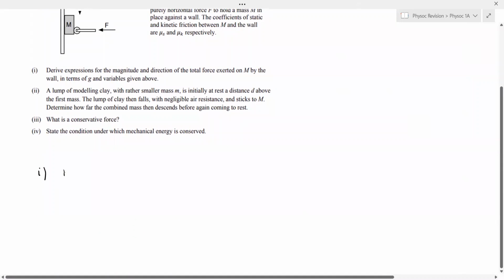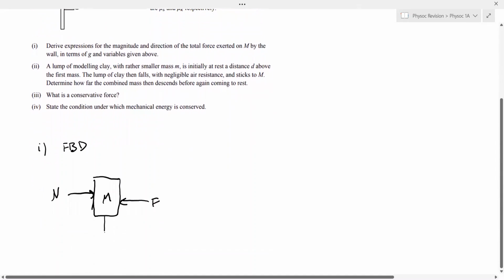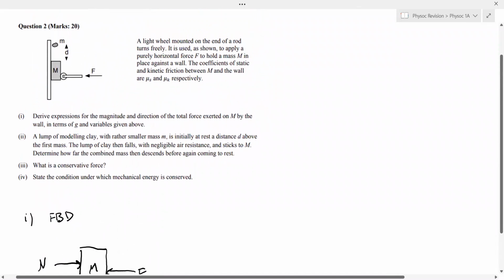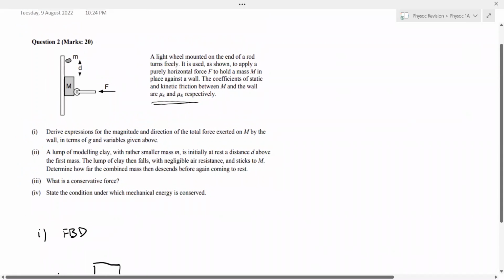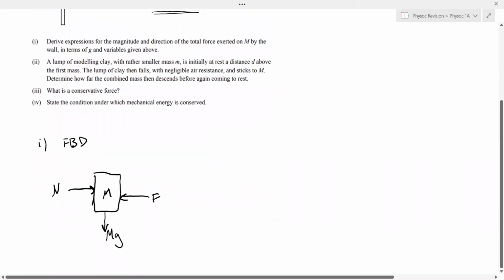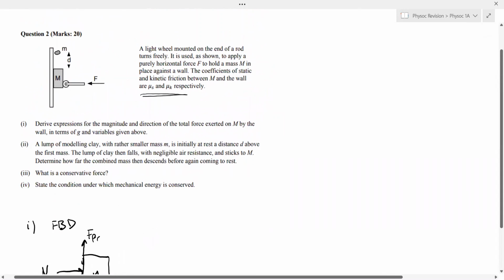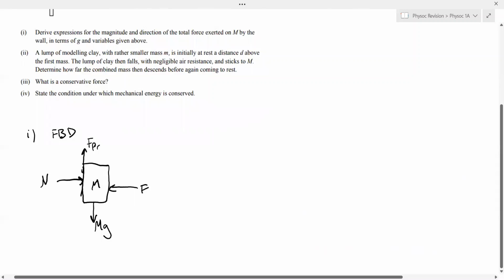So let's draw a free body diagram. We've got this block M. We know there's going to be a normal force pushing on it from the wall. There's this applied force F. There's going to be a weight force, mg, and there's probably going to be a friction force. Yep, they've told us that we will have to consider friction. So there's going to be a friction force pointing the other way, F friction. It's trying to oppose it falling down, because this is what our block wants to do if it didn't have friction.